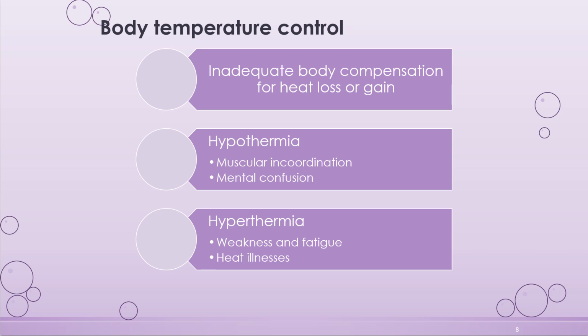In both cases, it is essential to take preventive measures to avoid these temperature extremes. In cold conditions, dressing warmly, staying dry, and seeking shelter are crucial. In hot conditions, like we're having right now, staying hydrated, wearing lightweight and breathable clothing, and avoiding excessive physical activity during peak heat hours can help prevent hyperthermia.